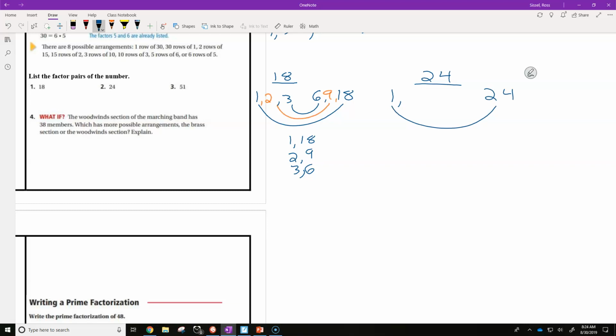What's the next factor after 1? 2 is a factor of 24. 2 times 9? No. We're doing 24. Oh, yeah, it's 24. Sorry. 12. Okay, good. 2 times 12. What's the next factor after 2?